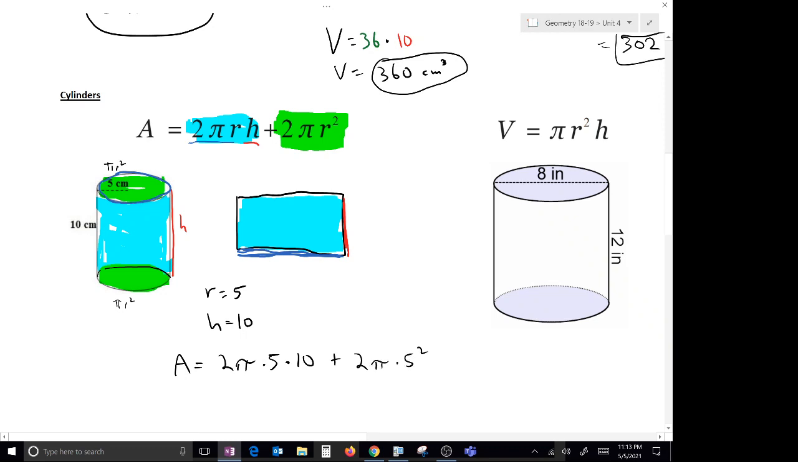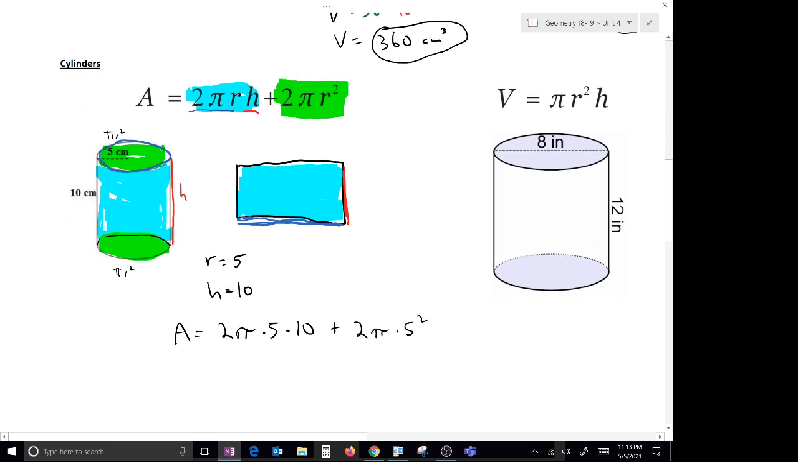times 5 squared. Now, I find it's easier to keep things in terms of pi rather than multiply everything out, because once you multiply pi, it gets really messy and you have to round all the digits and stuff. So keep pi in until the very end. Plus, you get a nice exact answer to use.